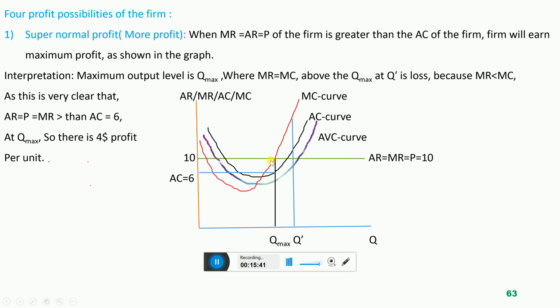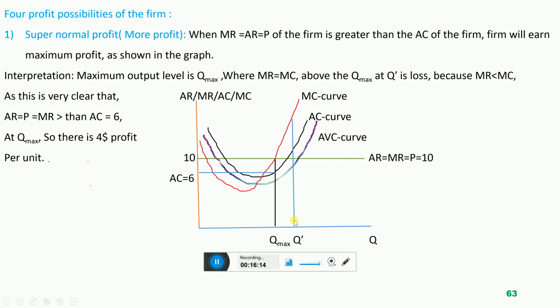Here, marginal revenue, this green line, is $10, equal to the marginal cost $10. Stop here. Do not increase more. Why? Because if you are producing at this Q prime, for example, the company is producing 70 units, 20 units above the 50. Suppose the quantity maximum is 50 and the company is manufacturing 70, meaning 20 more.